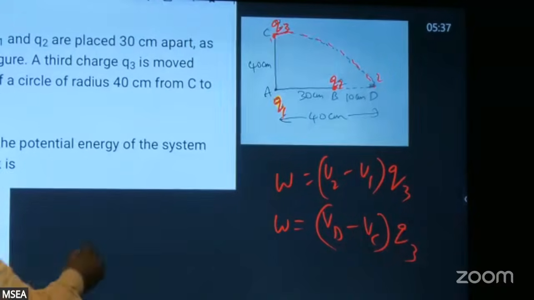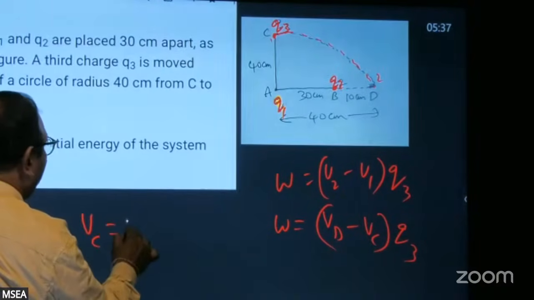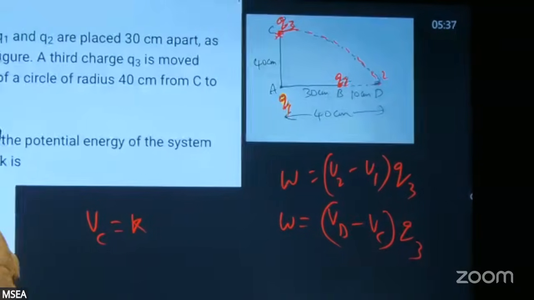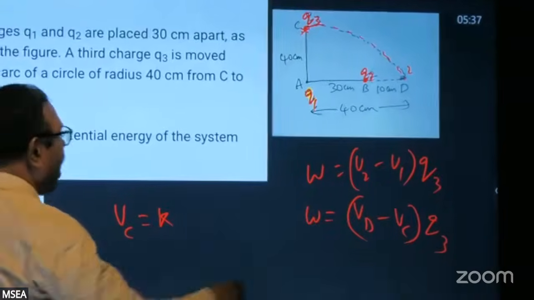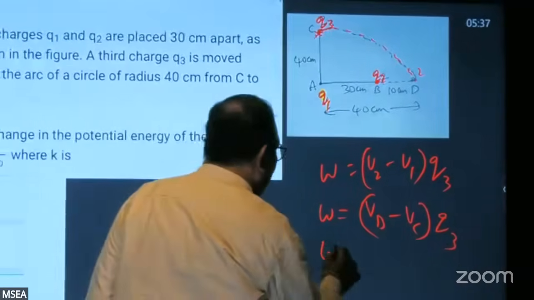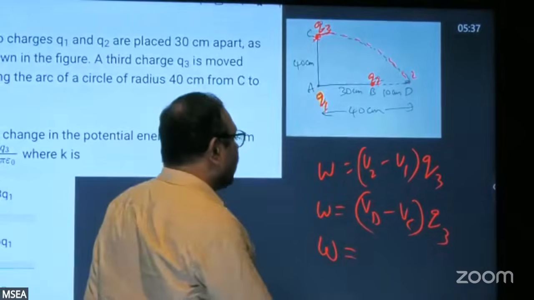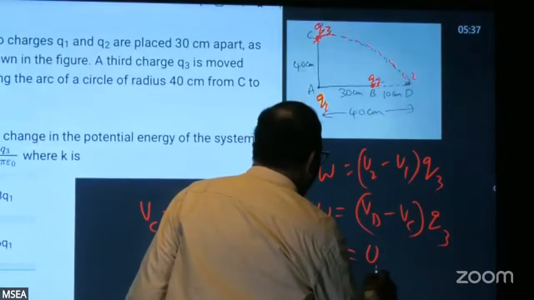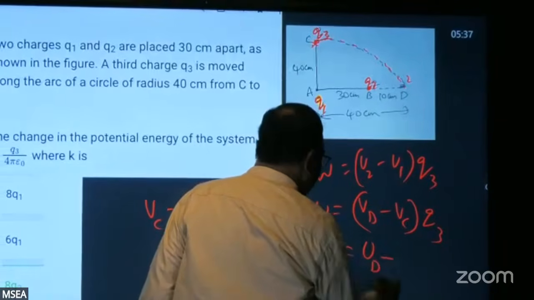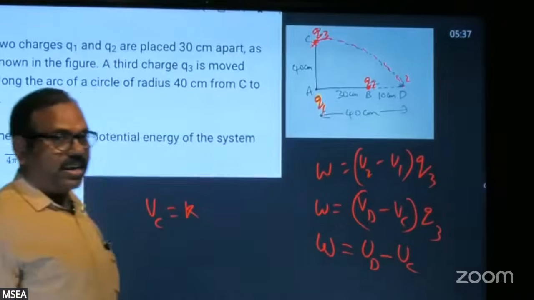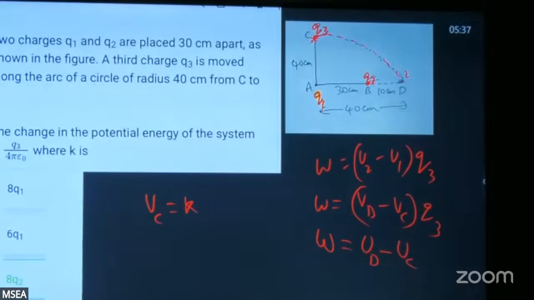Then what is the potential at C? Potential at C you can write as K into... So this is the potential at C. Another way, work done we can write as V into Q, which is nothing but energy. So this is about potential energy. The potential energy at D and the potential energy at C, you can take the difference of energies also.